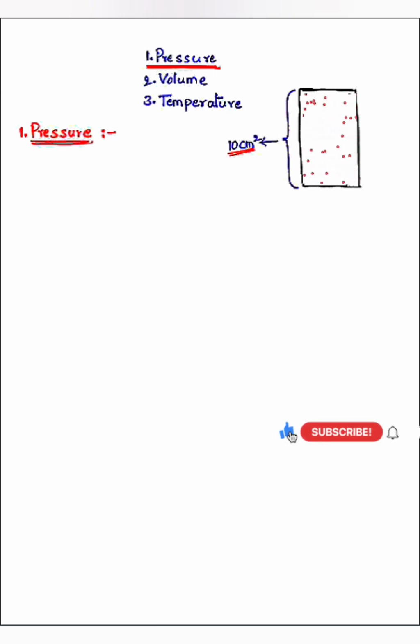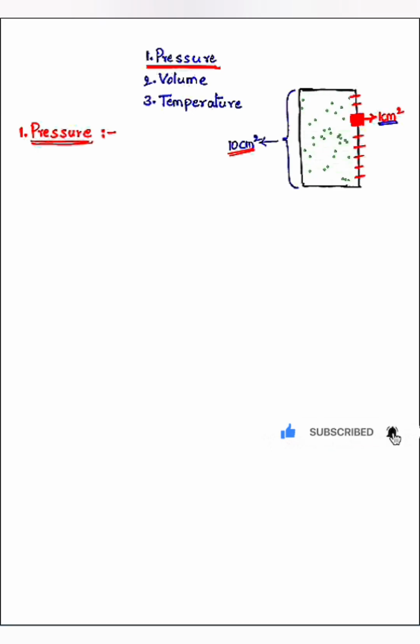I assumed the area of this wall to be 10 centimeter square, and now I am dividing this area into 10 equal parts. If I take one part, can I say its area is going to be 1 centimeter square? Yes, its area is going to be 1 centimeter square. And this 1 centimeter square area is what I'm calling a unit area over here.